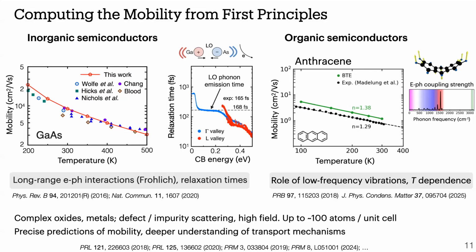And in the current framework, you can also include defect scattering or study these processes for higher electric fields. And this can be done basically for, let's say, unit cells that are up to a few tens of atoms. And if you push it, you can get to about 100 atoms. In fact, the largest calculation we have done is for relatively high angle twisted bilayer graphene, where the system was about 120 atoms, I believe. So this leads to both precise predictions of mobility and transport properties, as well as a deeper understanding of transport mechanisms.